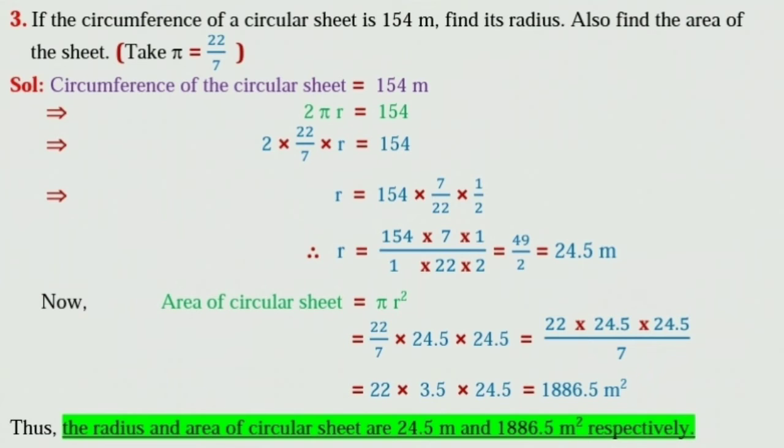Now we have to find the area of the circular sheet. Therefore, the area of the circular sheet is equal to pi r square, which is equal to 22 by 7 into 24.5 into 24.5. After simplifying this, we will get the area of the circular sheet is equal to 1886.5 meter square. Thus, the radius and area of the circular sheet are 24.5 meter and 1886.5 meter square respectively. Is it clear, everyone? Very good.